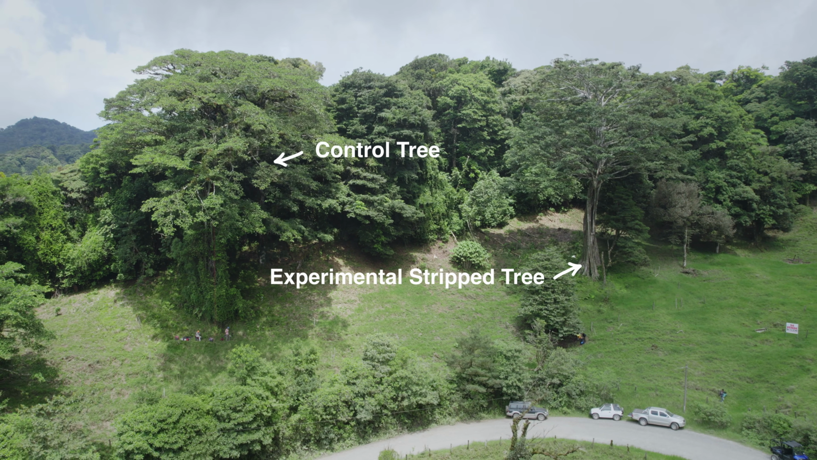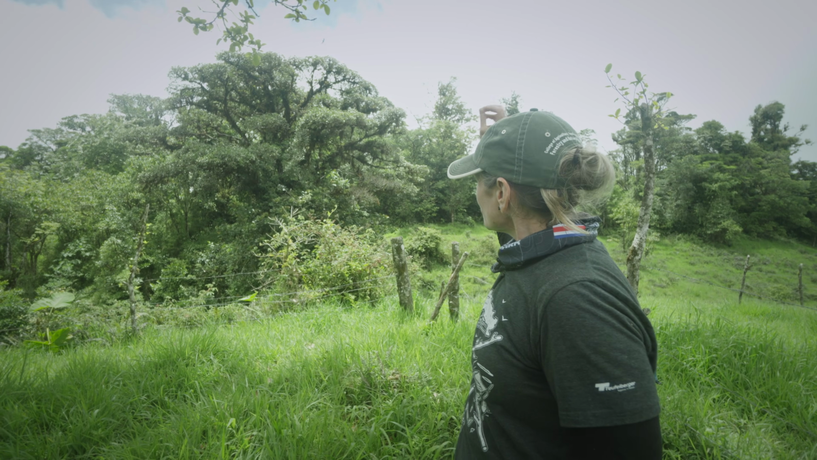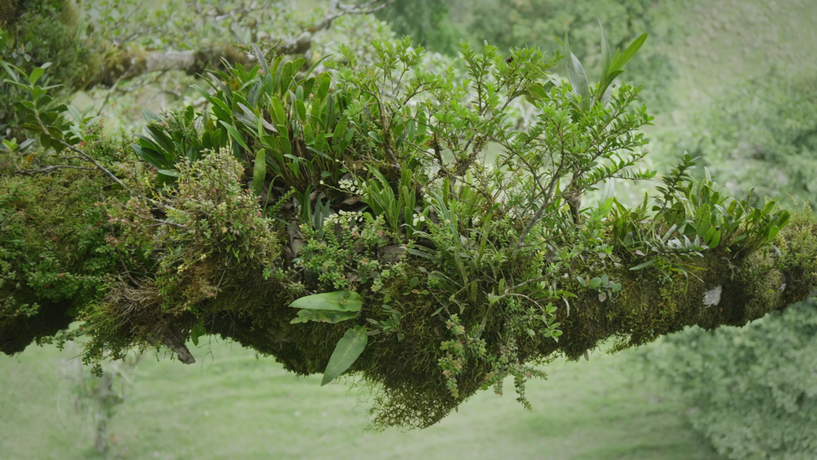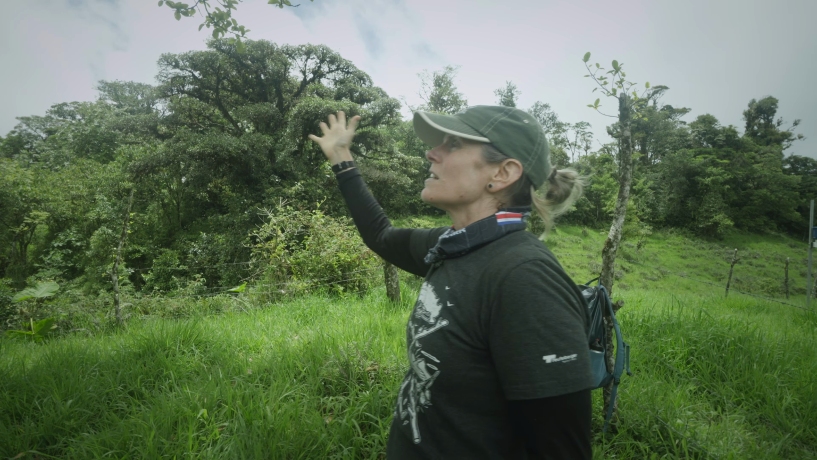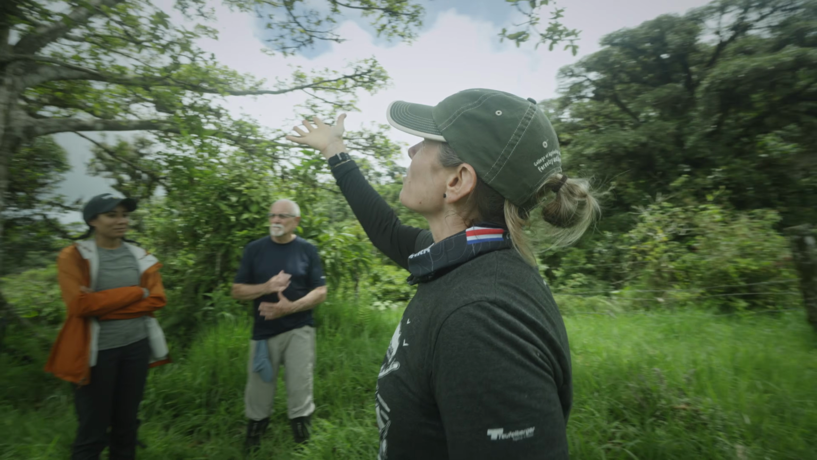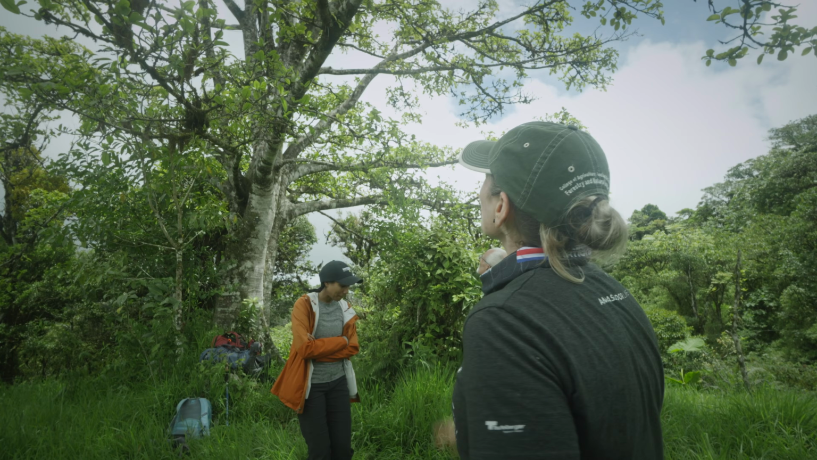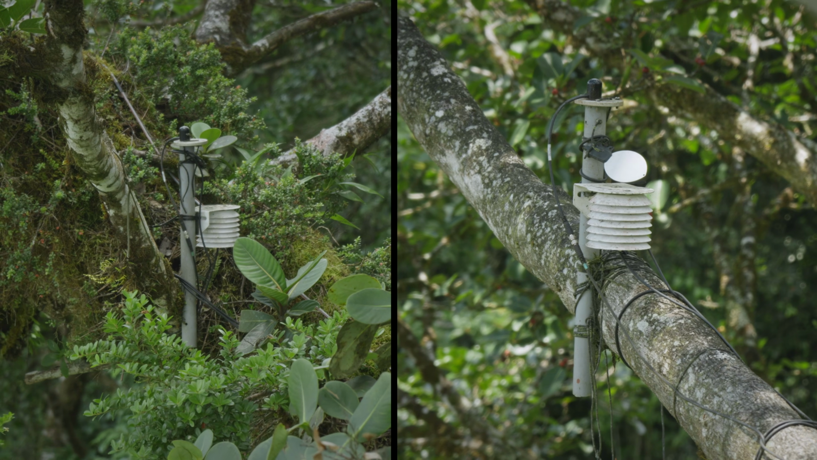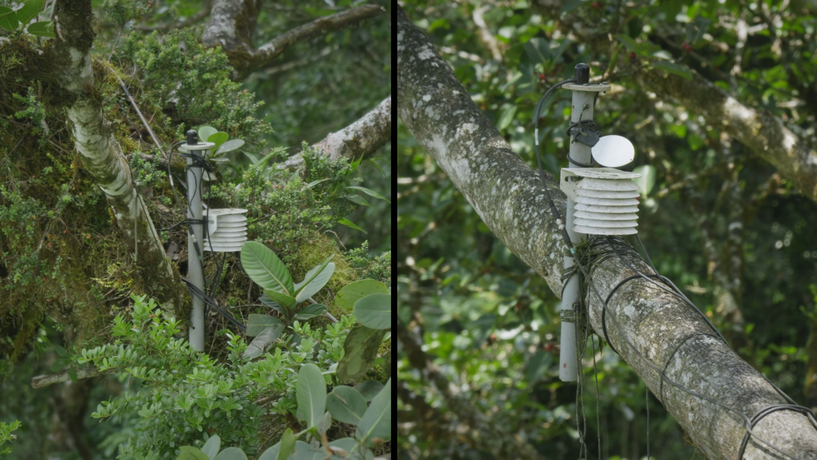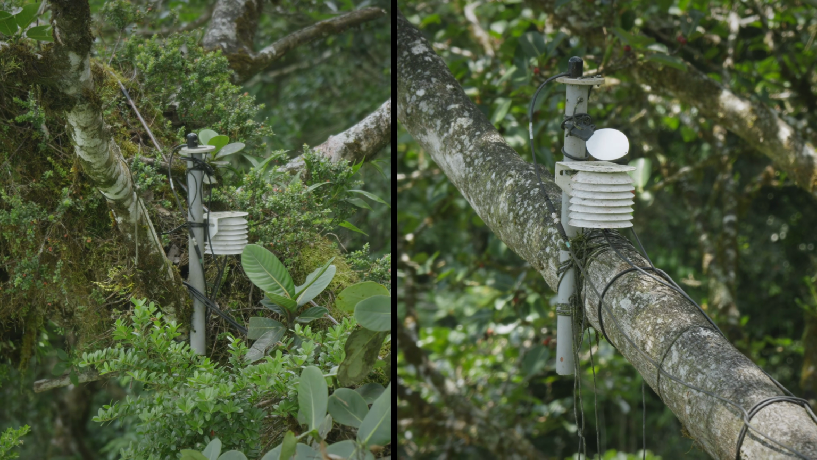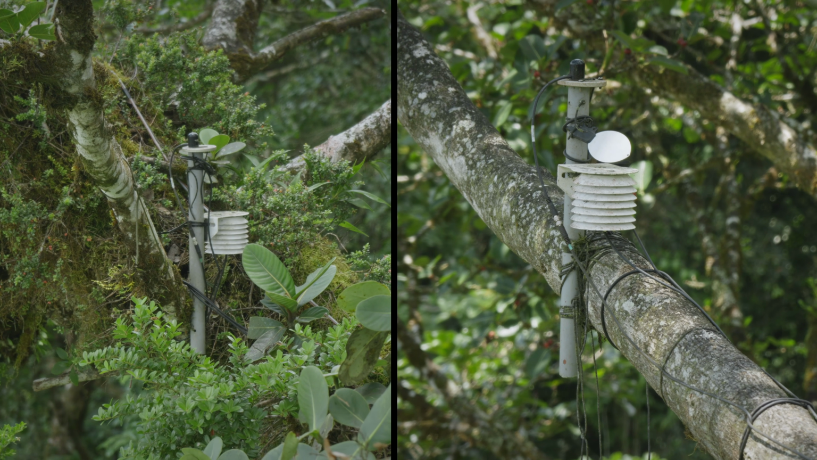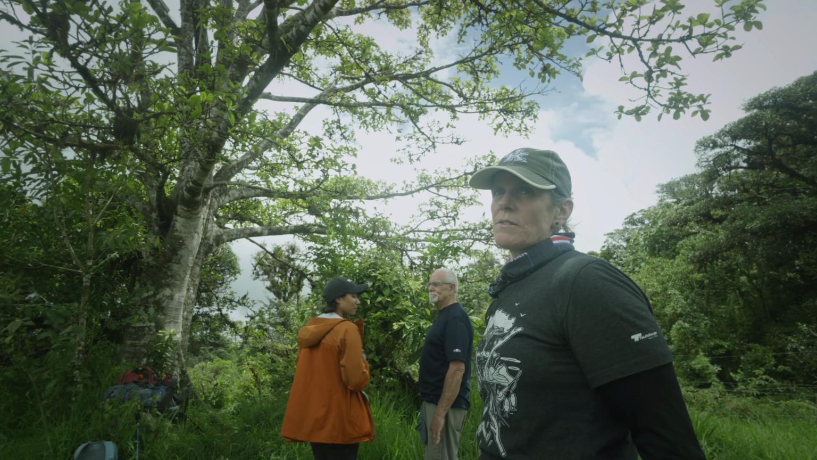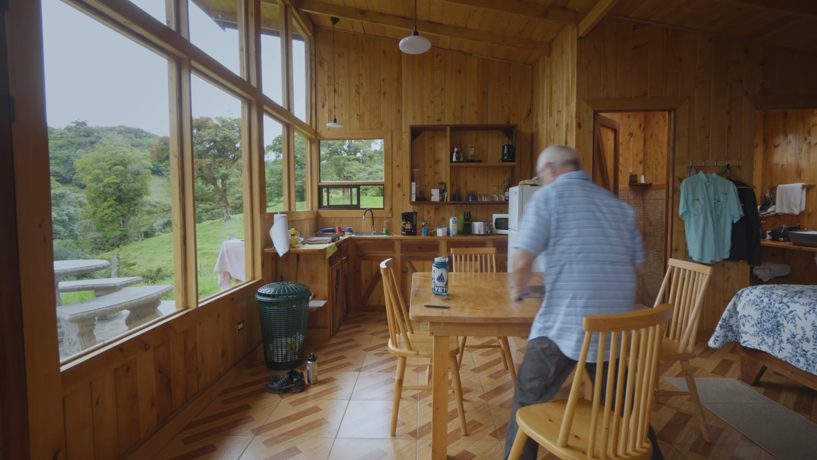So this is what the trees in this area should look like, absolutely covered with mosses and vascular epiphytes. And what we've done is remove all of that biomass and all of that matter so that we are just working with this stripped tree and trying to understand the difference in how water is moving through these two trees with the abundance of epiphytes and without, which is what we project will happen with climate change.